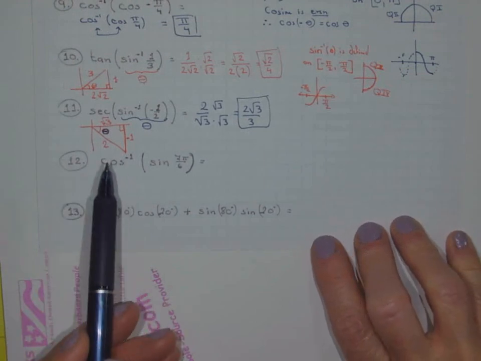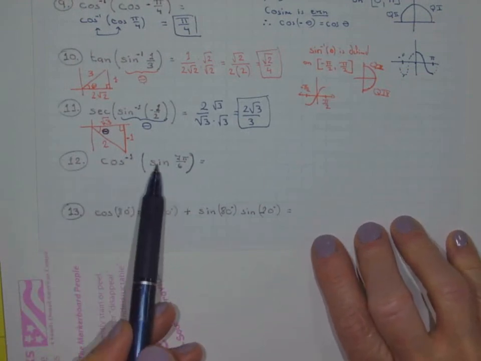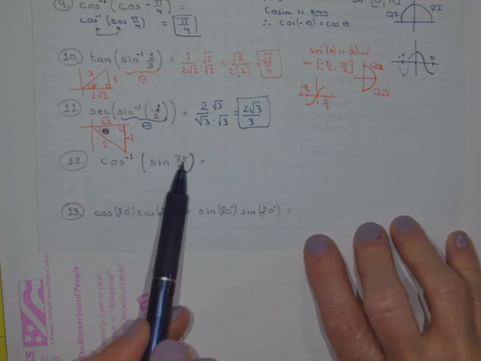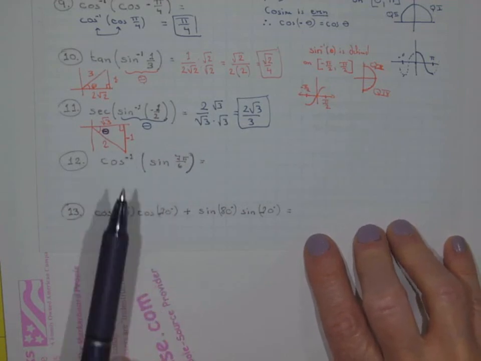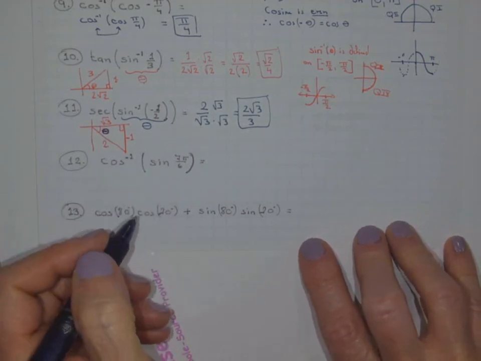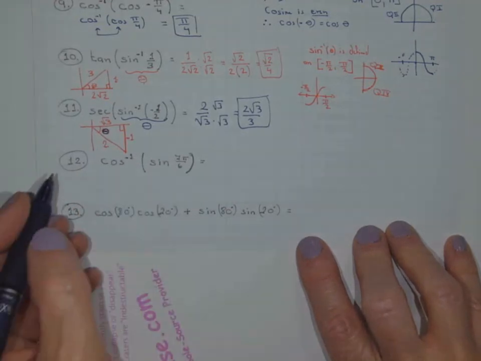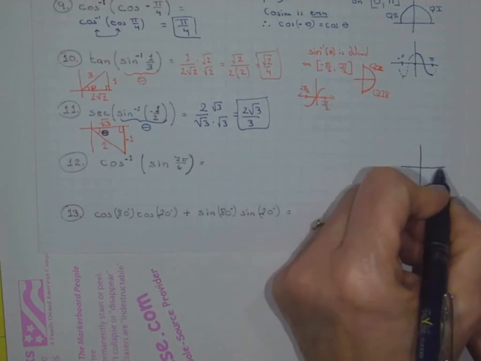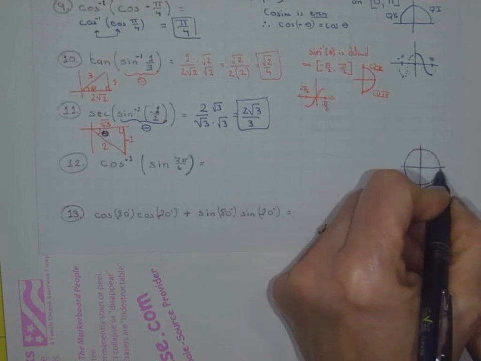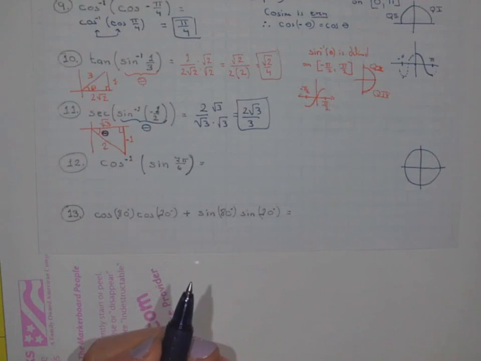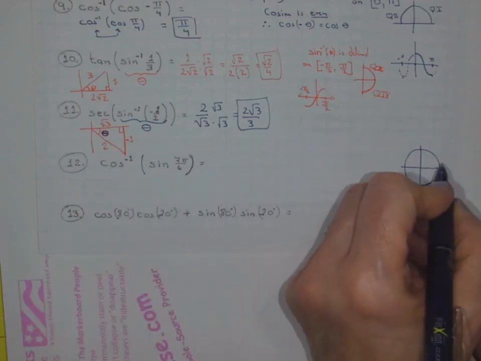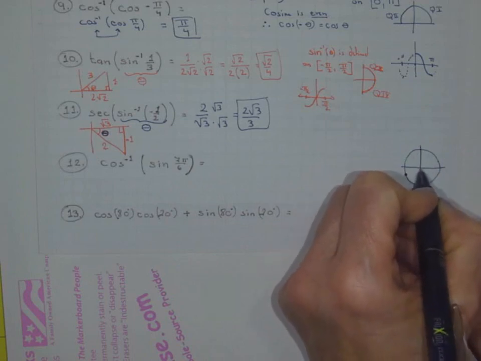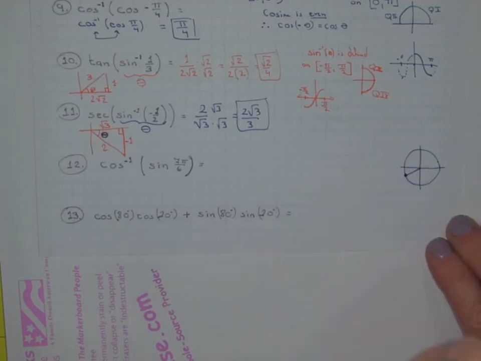For number 12, my inverse now is outside there, right? So here, this is not an angle. My angle is given to me, and I have to find the ratio of sides here. So the ratio of sides here is going to be sine of 7 pi over 6. So I'm going to go to my unit circle, and I'm going to ask myself, where is 7 pi over 6? So we have 1 pi over 6, 2, 3, 4, 5, 6, 7 right there, right? So that's where 7 pi over 6 is.